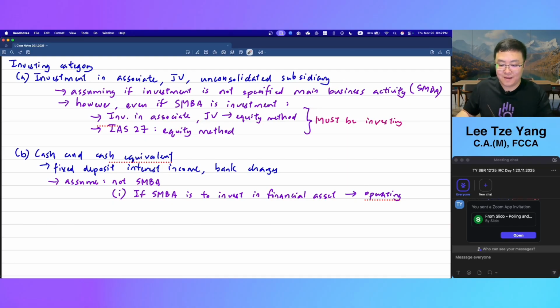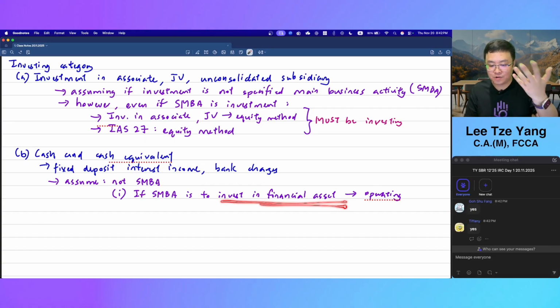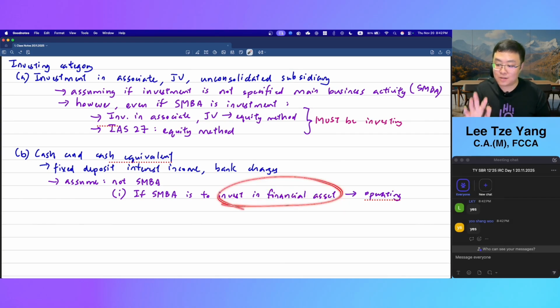Everyone, you understand what I mean? If your main business activity is to invest in this, then operating. Money trader is not this one. So that's why it cannot be operating. It must be investing for a money trader. If you are like a bank or insurance, operating.